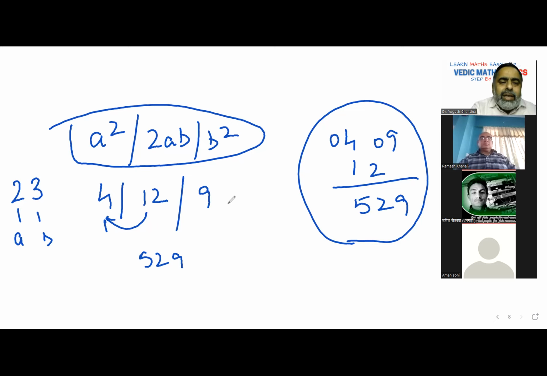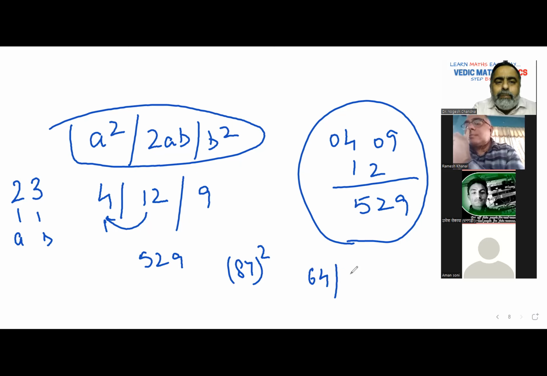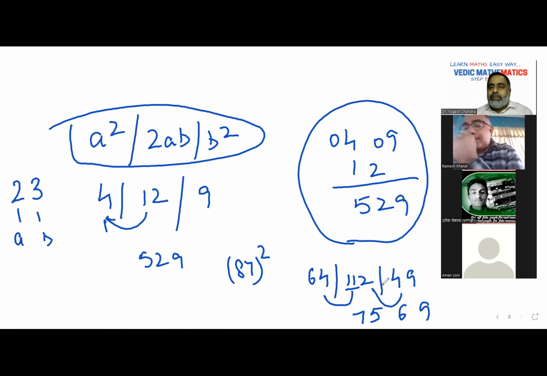We just now did 57. Now we can try with this also. A square means 64. 2AB means 56 and 112, 49. So 9, 4 goes here, that becomes 6. 11 goes here, that becomes 75. Got it? Any doubt?